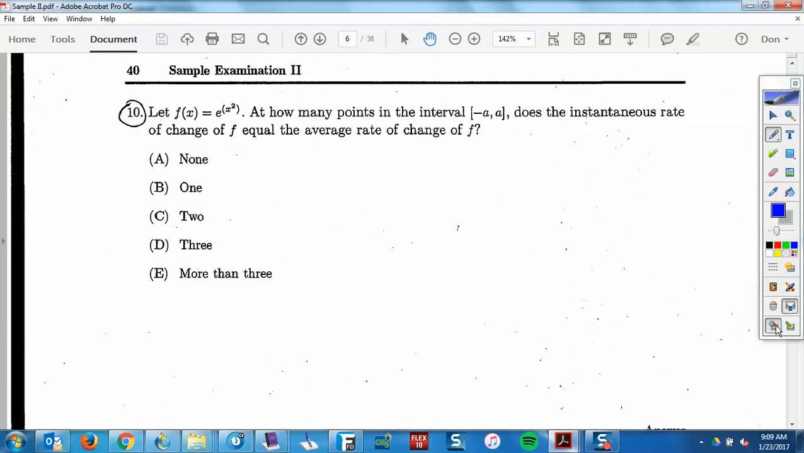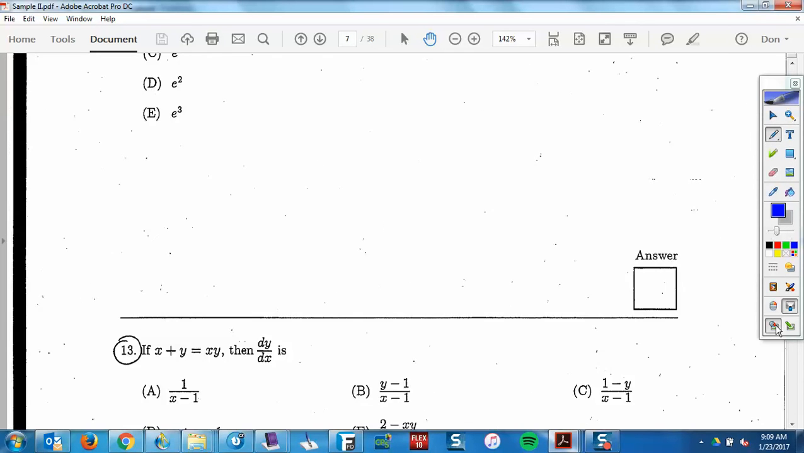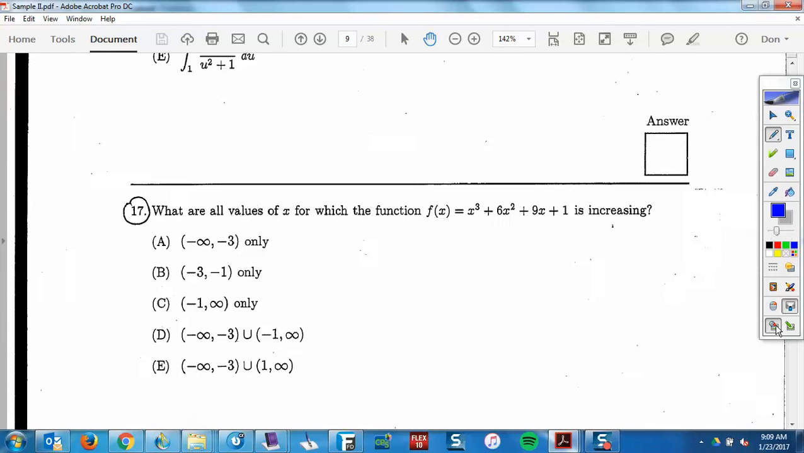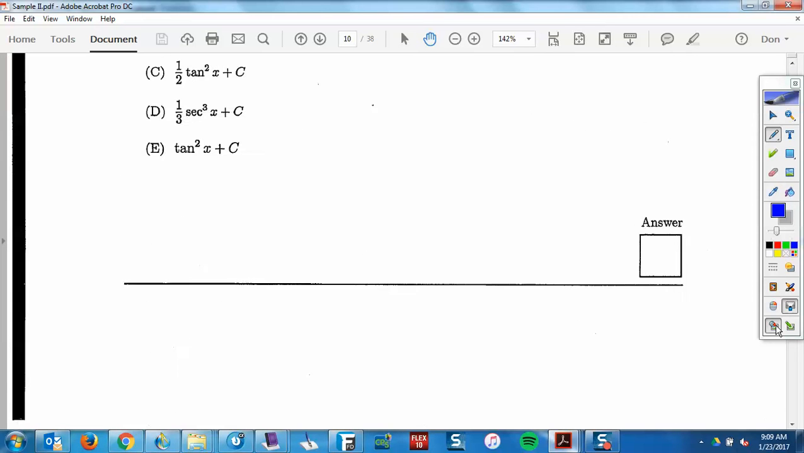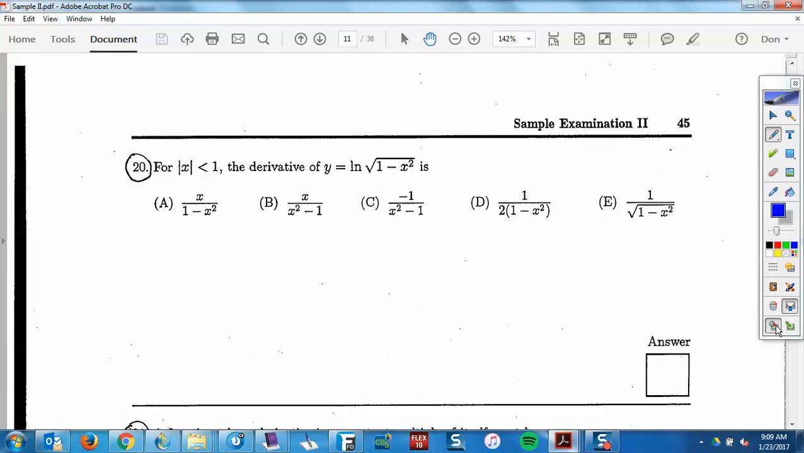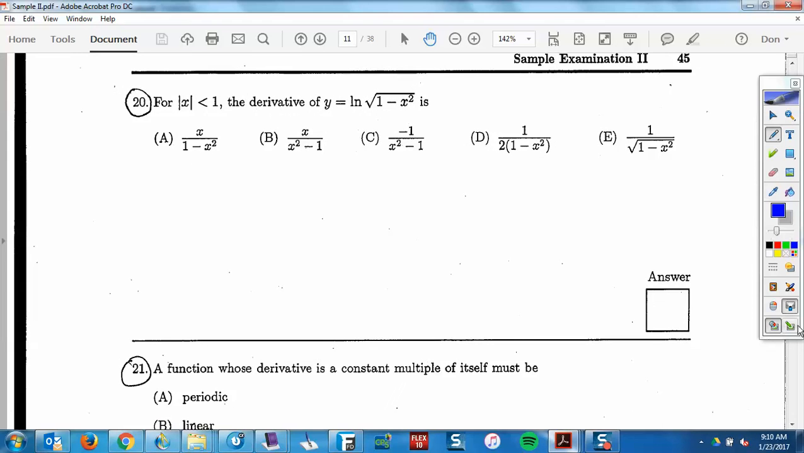What else? 20. For absolute value of x less than 1.